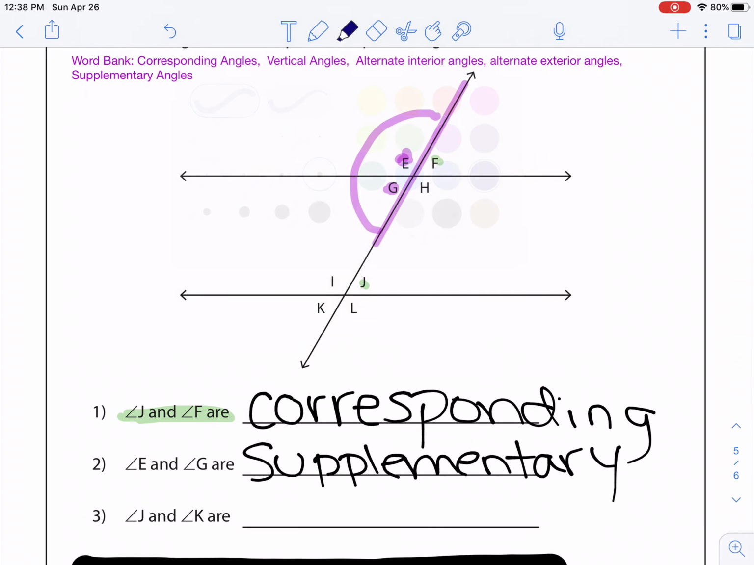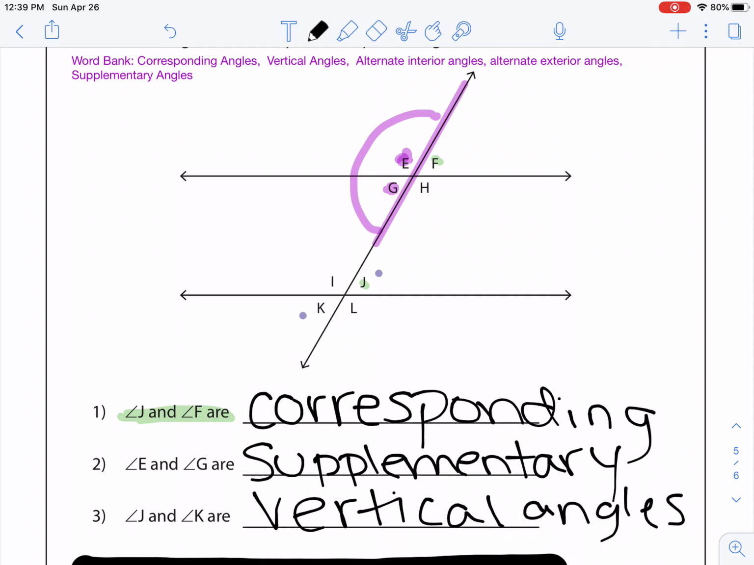Let's use a color I haven't used yet. J and K. Oh, well, they're in this little intersection and they're across from each other. So they are called vertical angles. So you're probably going to want some highlighters or colored pencils, crayons, or you could just use a pencil and then erase which angles you're talking about each time. So you're going to complete the rest of that on your own.